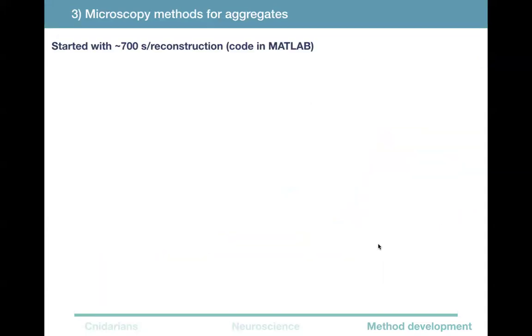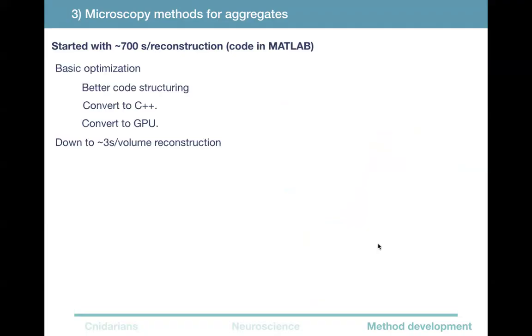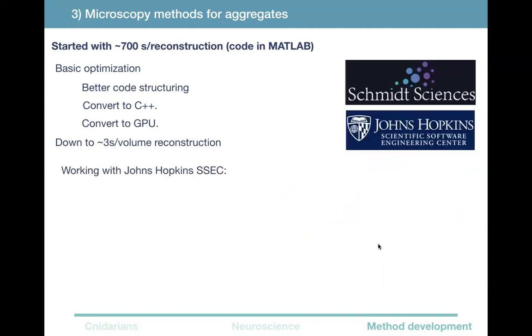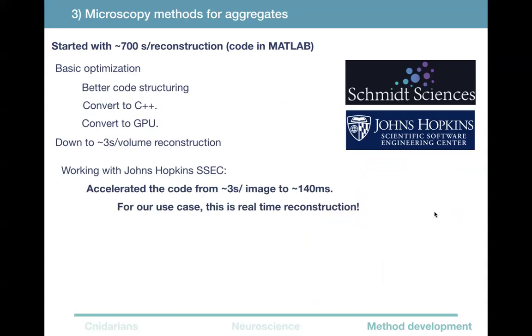So the details don't matter. I started with some code. I did some basic optimization and got it down to about 3 seconds per volume. And then where the real magic happened was bringing on folks at Johns Hopkins Scientific Software Engineering Center. So real software engineers who were able to take the code that I sent them and accelerate it down to 140 milliseconds. And so for our use case, this is effectively real-time reconstruction where we can take a picture and see a 3D volume right away.